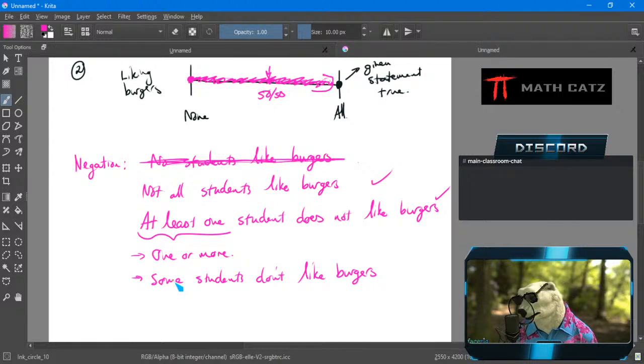Now, unfortunately, when I just casually speak, the word some can have slightly different meanings. So we have to be very clear that when we use some, it means the exact same as at least one. Okay. So moving forward, if you want to use some, we have to make sure we understand what it means, and we will have it mean at least one. So one or more.